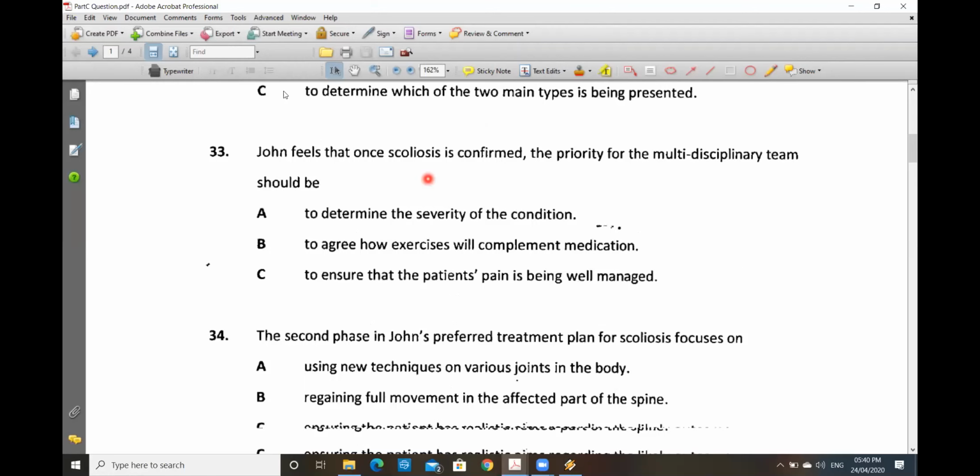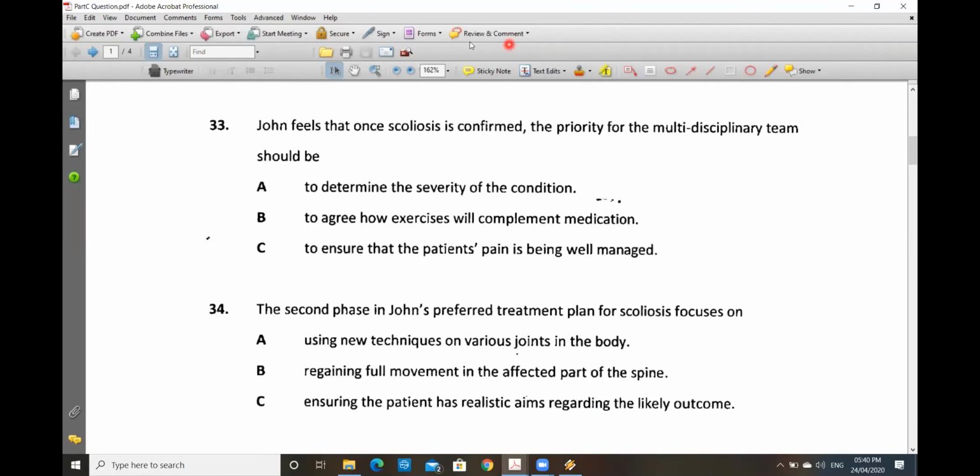Okay, now let us do the next two questions. Again, here we will do a detailed analysis of answer choices. So here now we are looking for the second stage. Once it is confirmed that this is scoliosis, what is the priority? So here it says to determine the severity, to agree how exercises will complement medication, or to ensure that their pain is being well managed.